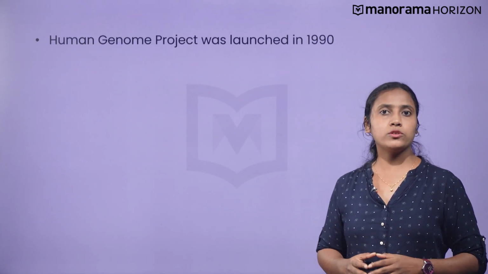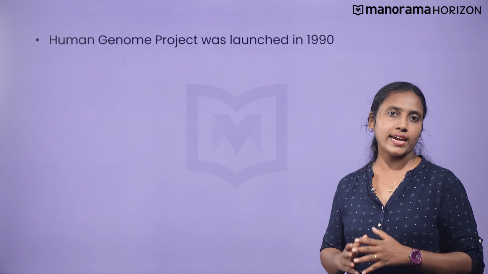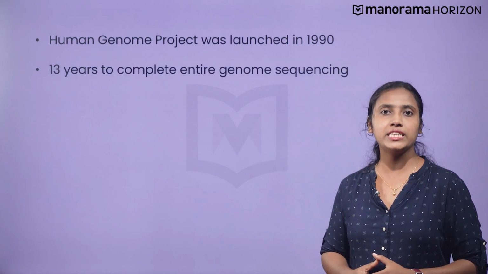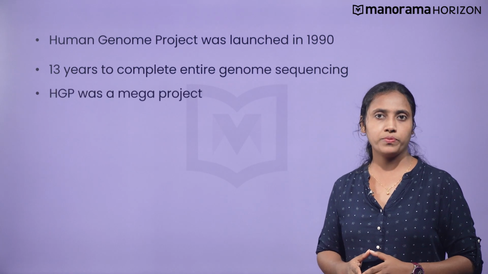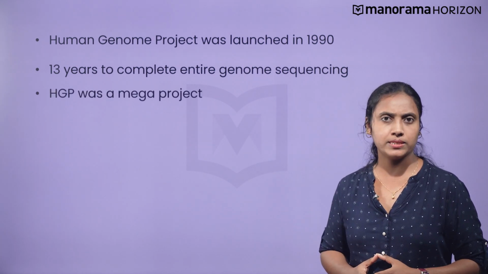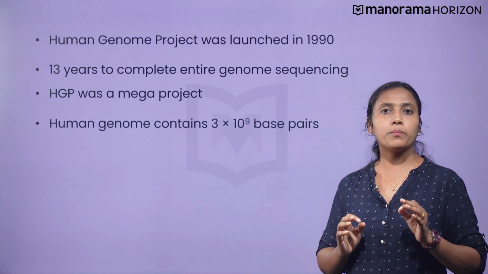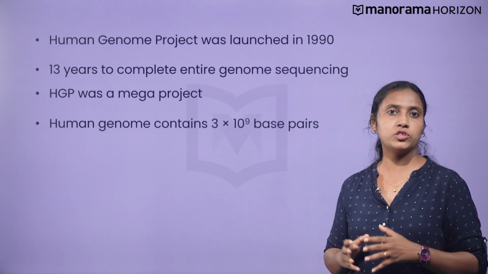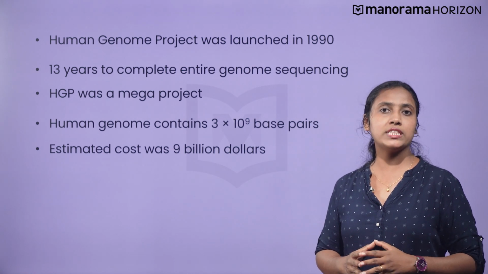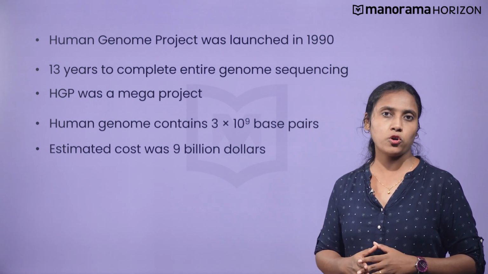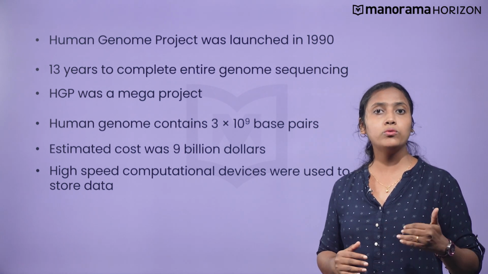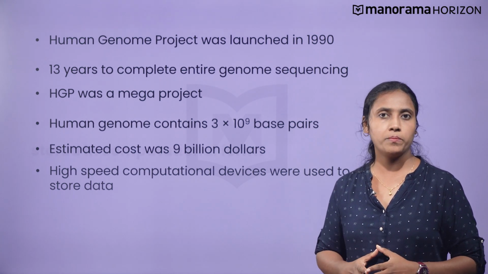Human Genome Project was launched in 1990. It took 13 years to complete the entire sequencing of the human genome. It was a mega project involving many countries. The human genome is approximately 3 x 10^9 base pairs. The estimated cost of sequencing was $9 billion. High-speed computational devices were used to store the sequencing data.